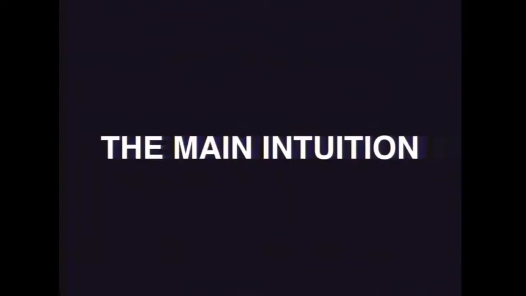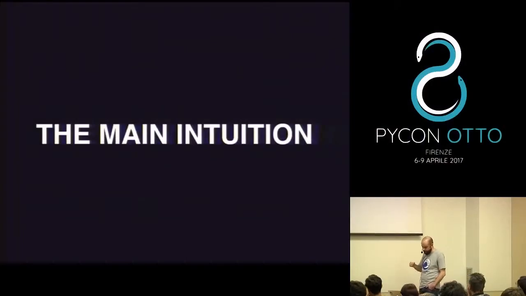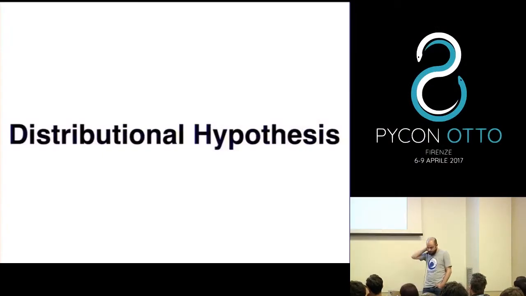We don't have vectors yet. We have language, so we want to end up with vectors. So what's the main linguistic intuition behind them? The main linguistic intuition is called the distributional hypothesis. And this is nothing new. This is something that comes from the 50s, essentially.